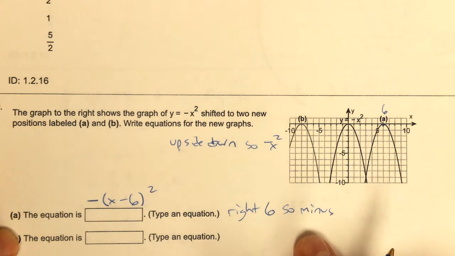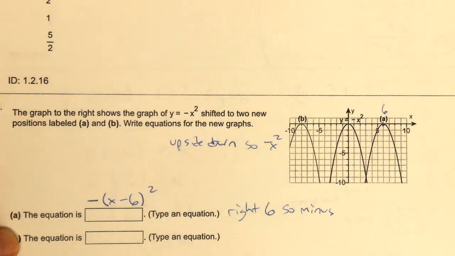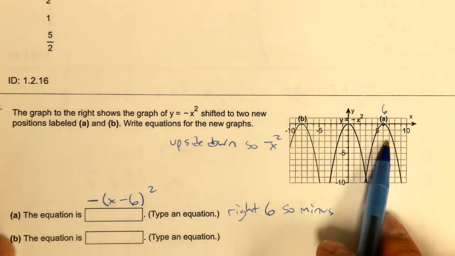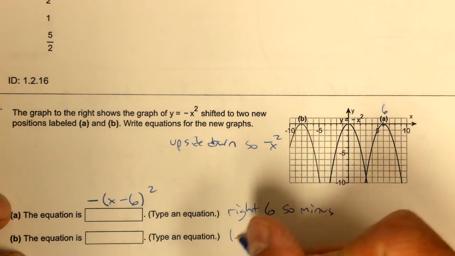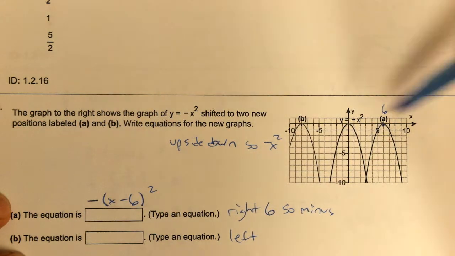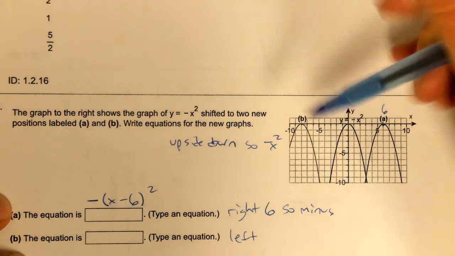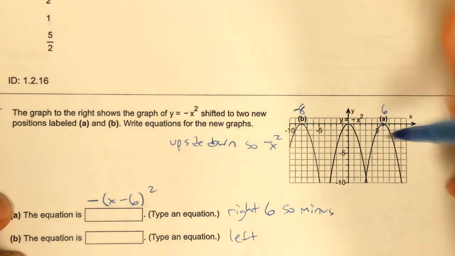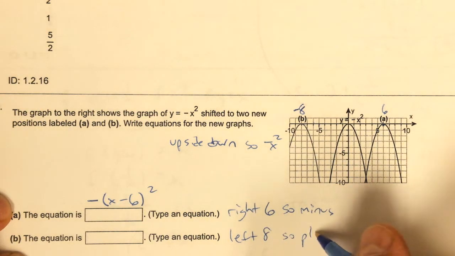Because it's the opposite of what you think. You go right when it's minus. And you can graph it in your calculator and compare it to that. On this one, you're going left, and they're not perfectly symmetric, so don't say left 6. Here's 5, here's 6, 7, 8. So this is negative 8, which means you're going left 8, so that means plus.